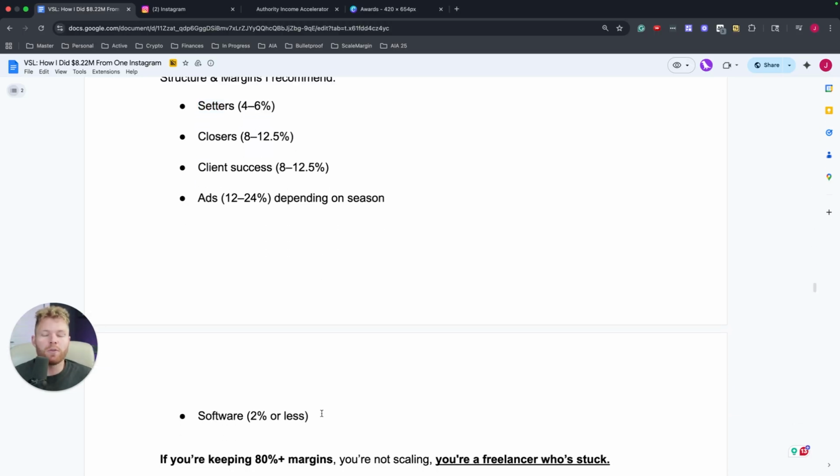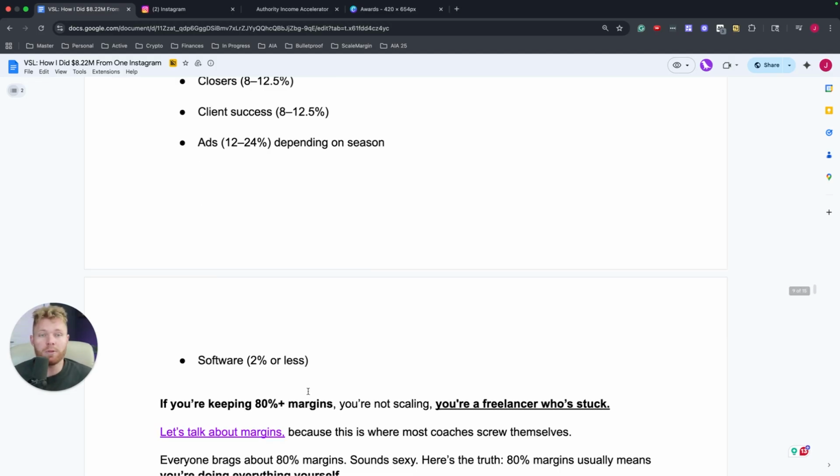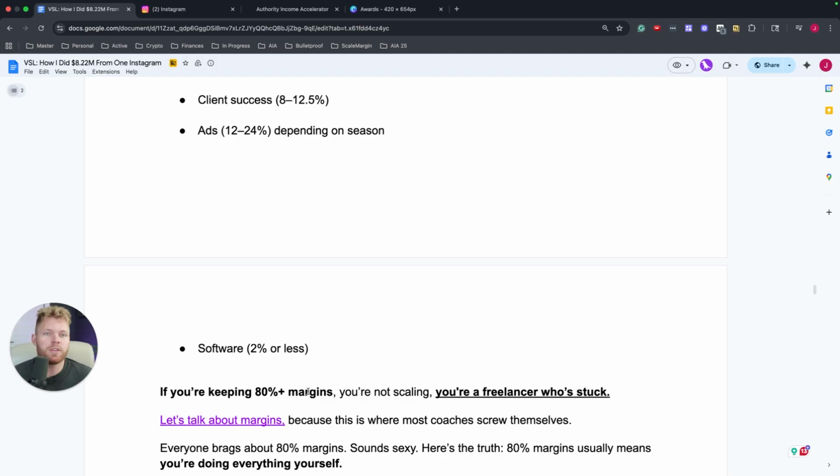And then you have your software, which is about 2% or less. And then obviously on top of this, you have your processing fees, which are usually between 2 and 3%. If you're using Stripe or Whop or something like that, usually they charge between 2 and 3%.